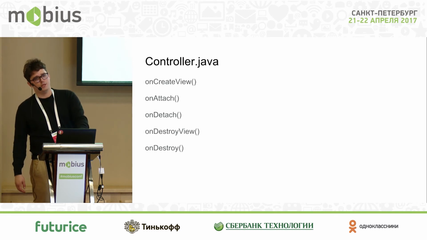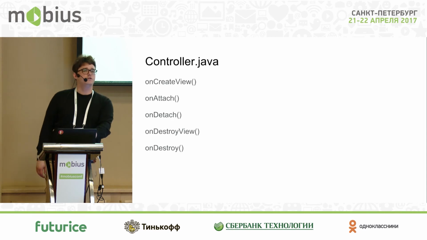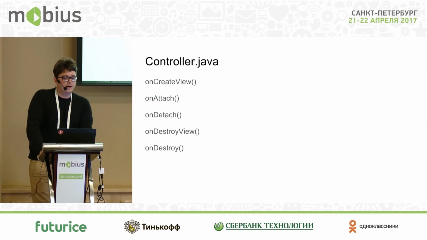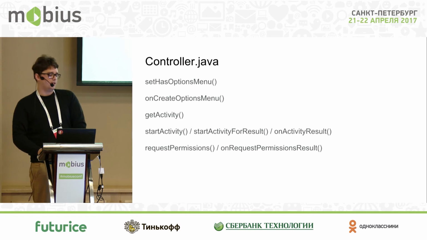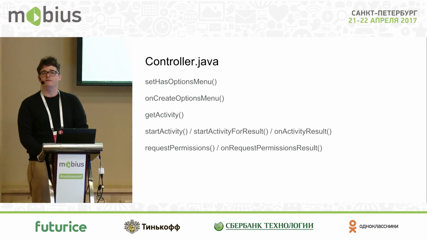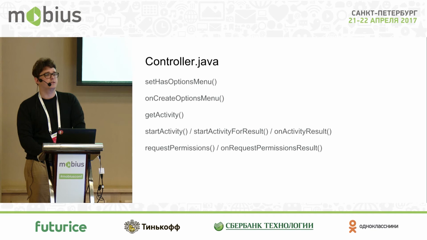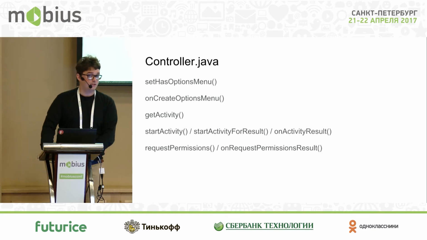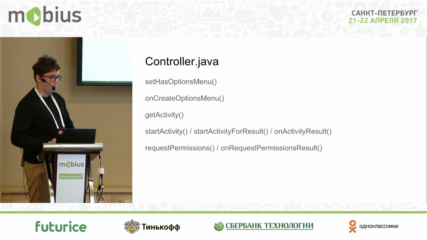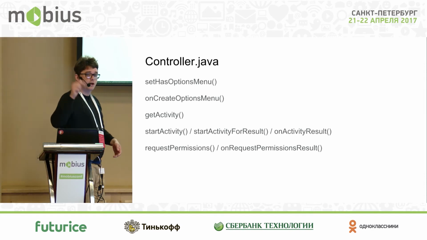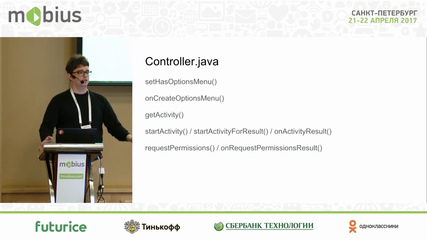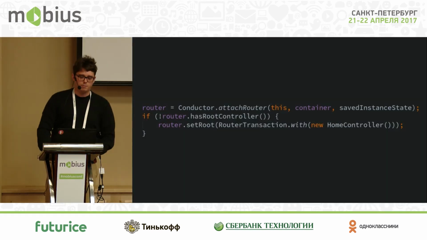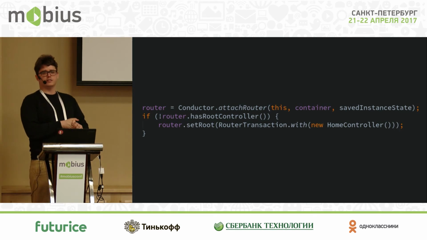There is no onCreate, you might notice, because the constructor is actually used as onCreate. And there are some other things as well that you might use from your fragments. It has options menu, onCreateOptionsMenu. You have getActivity, startActivityForResult, and onActivityResult. Basically, everything is there, right? So for some of the cases when I started using it, migrating to Conductor was just changing extends Fragment to extends Controller, and then changing onStart to onAttach. And that was it, right? Pretty nice. So basically, let's take a look at some code.